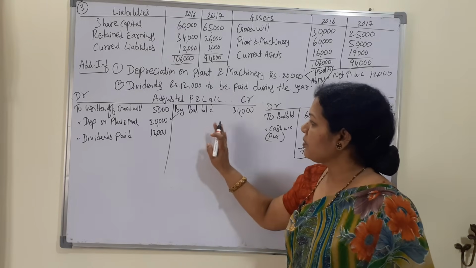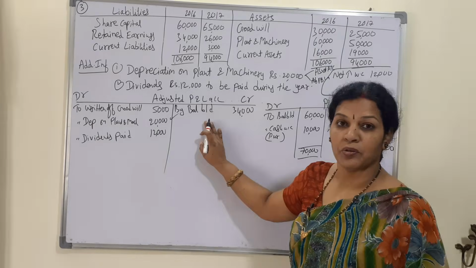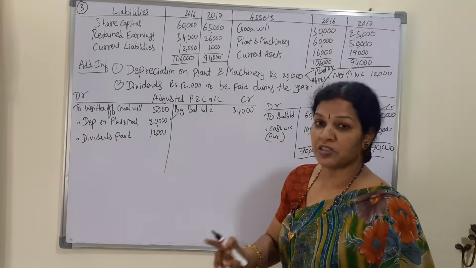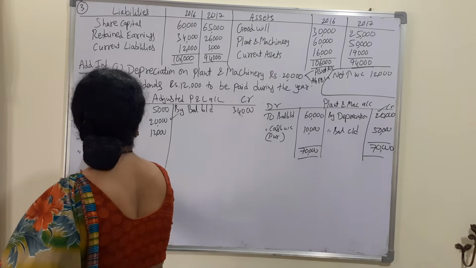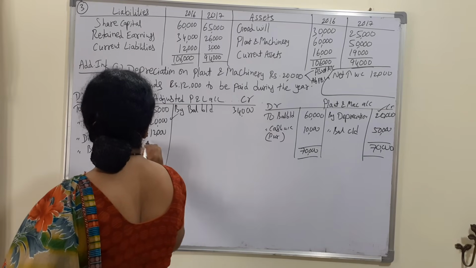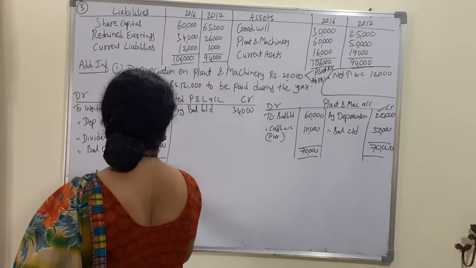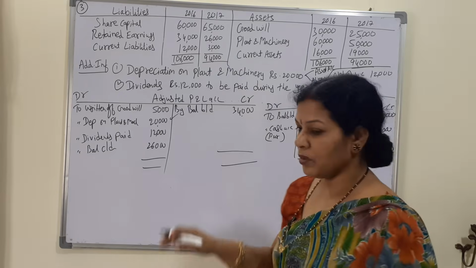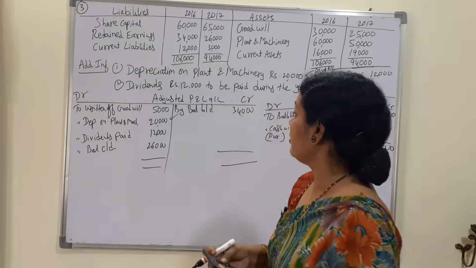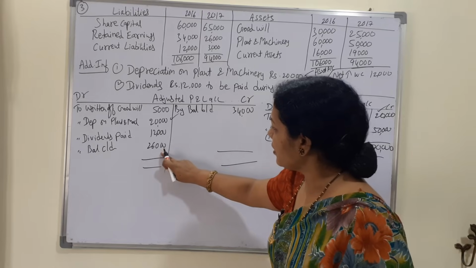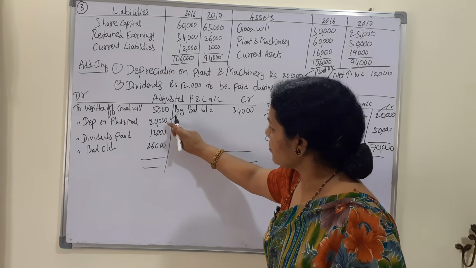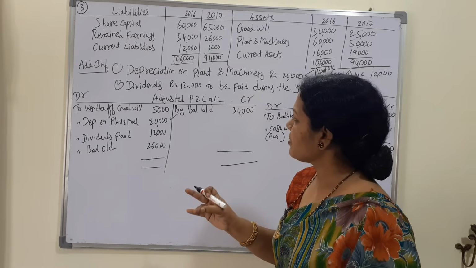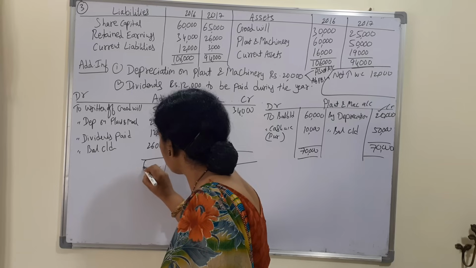So anything else to write? We have to now close the account. Opening balance is retained earnings, opening balance 34,000. Closing balance is 26,000. 26,000 we'll write here. To balance carried down 26,000. That's it. Adjusted profit and loss account is over. Now we have to close and we'll see the balance. If you see, roughly debit side is more, 26,000, 36, 46, 46, 56, 57, 58, 58, 59, 60, 61, 62, 63. 63 is the total.